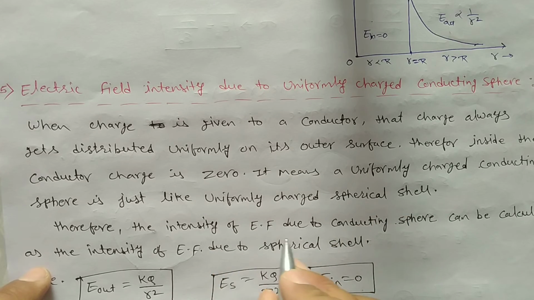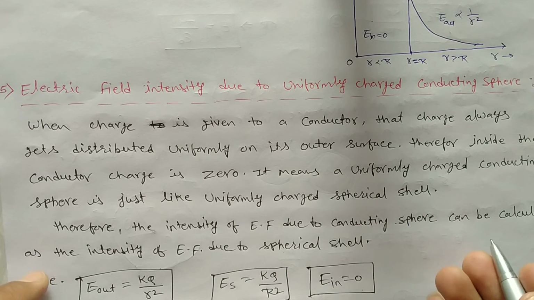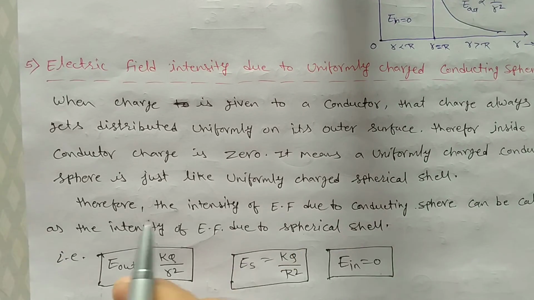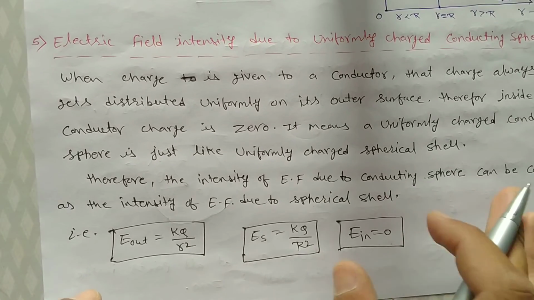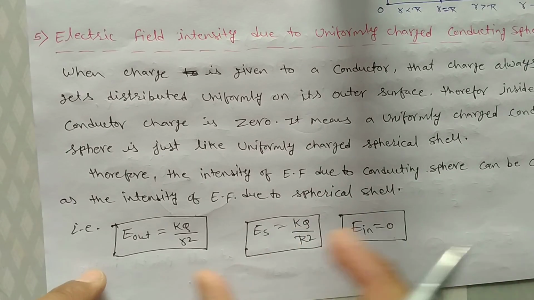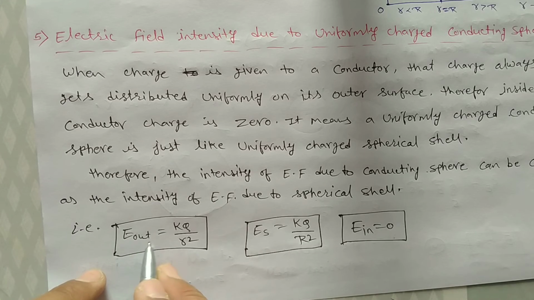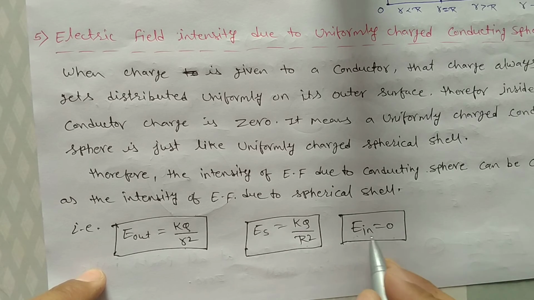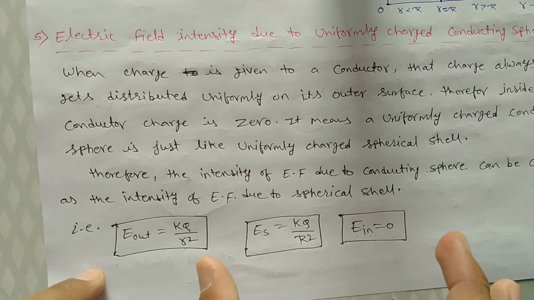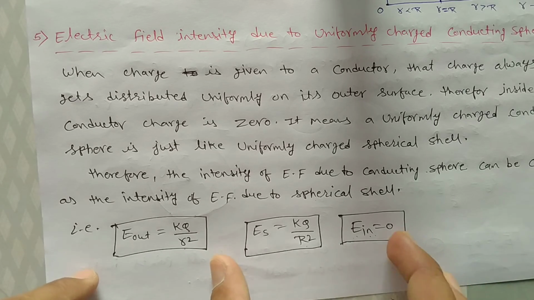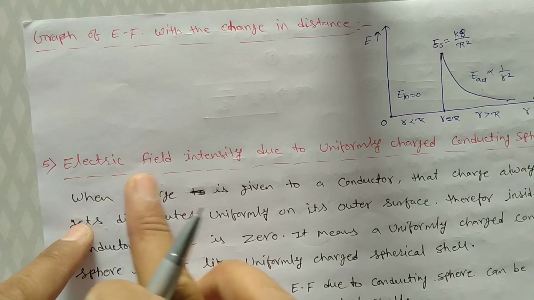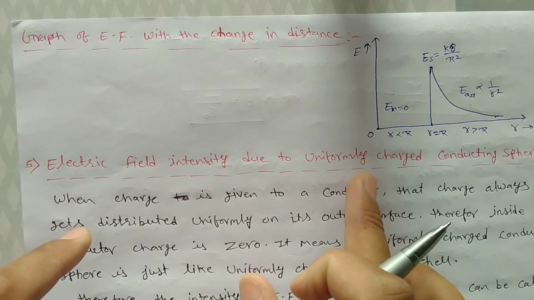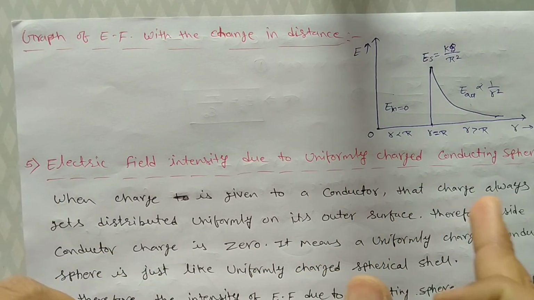Therefore, the intensity of electric field due to a conducting sphere can be calculated as in the derivation of intensity of electric field due to a spherical cell. As a result of this derivation, we get E out is equal to kq upon r square, E surface is equal to kq upon capital R square, and in the inner part electric field intensity will be 0. These expressions are equal to the electric field intensity due to a uniformly charged spherical cell.